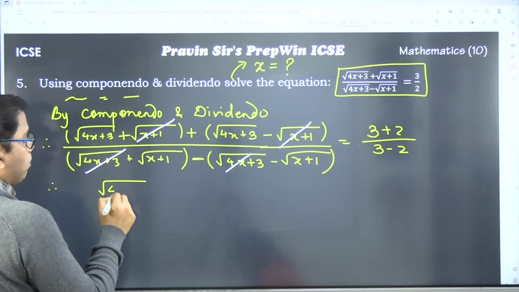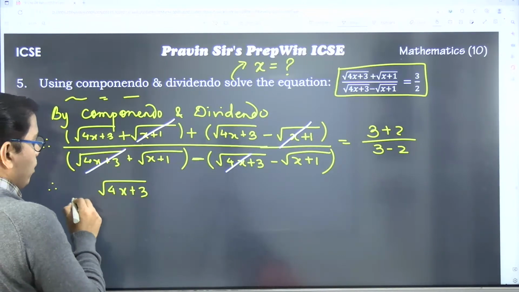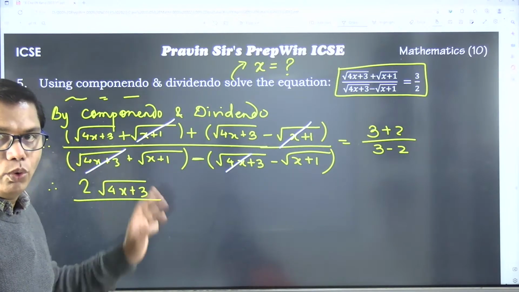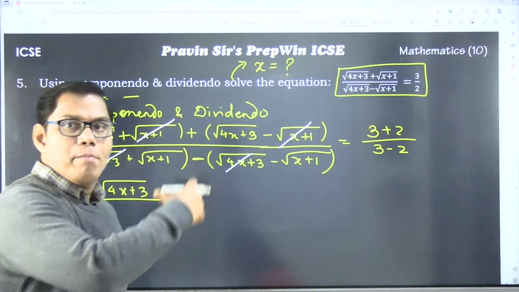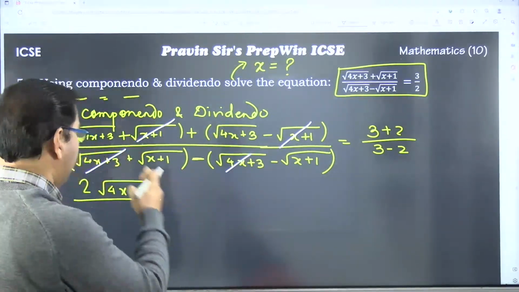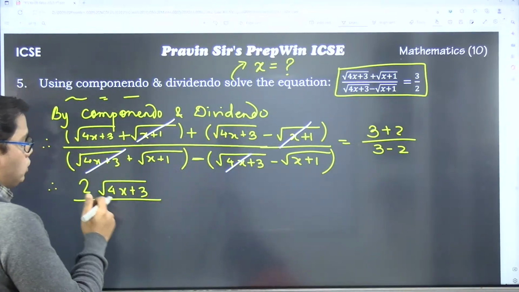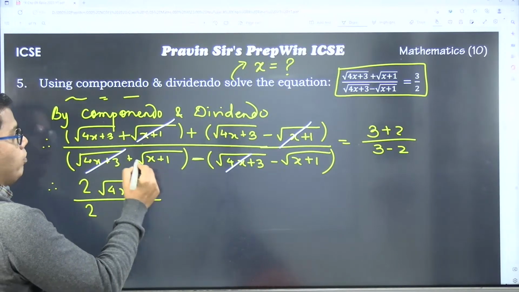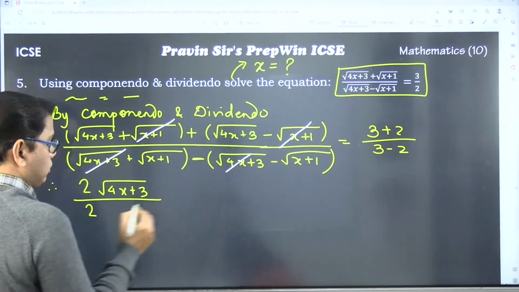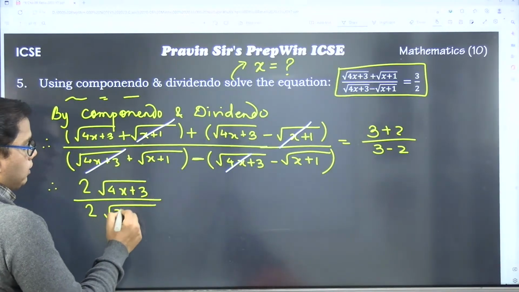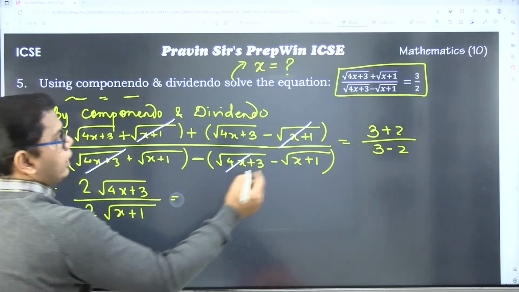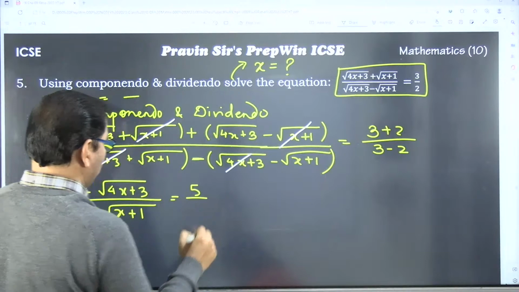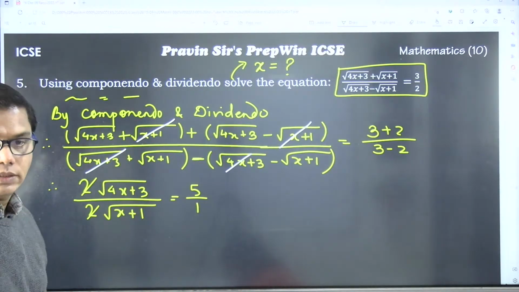Root 4x plus 3 plus again root 4x plus 3, so that becomes twice of root 4x plus 3. Like m plus m becomes 2m, same way root 4x plus 3 plus root 4x plus 3 will become 2 under root 4x plus 3. And in the denominator, this is plus and minus will become plus. So twice under root x plus 1 is equal to what? 3 plus 2 is 5 and 3 minus 2 is 1. So 2 and 2 got cancelled.